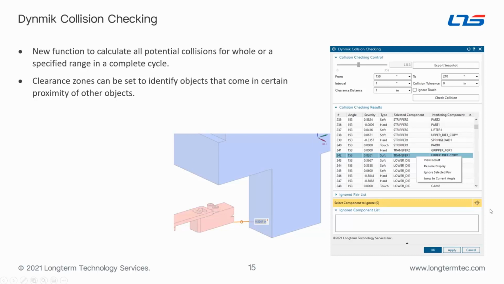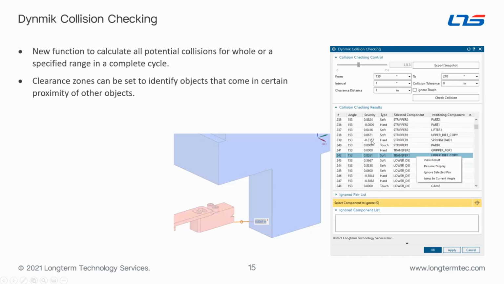Then regarding the collision checking here, you have the option to specify ranges. Instead of doing it for the whole cycle, you can specify a certain range of interest for what you want to evaluate. Maybe you're evaluating a certain mechanism or a set of mechanisms, then you can just focus on that range instead of spending on the whole thing. All right. Then you have a couple of other options.